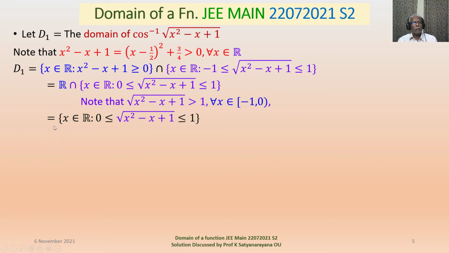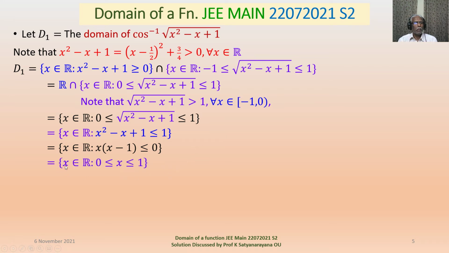So it is the set of all those x belongs to R, 0 less than or equal to the square root of (x² − x + 1) less than or equal to 1. It is equal to the set of all x belongs to R such that x² − x + 1 is less than or equal to 1, for obvious reasons. The 1 cancels, giving x(x − 1) less than or equal to 0, and that will give you the set of all those x belongs to R such that 0 is less than or equal to x less than or equal to 1, and that is the closed and bounded interval [0, 1].